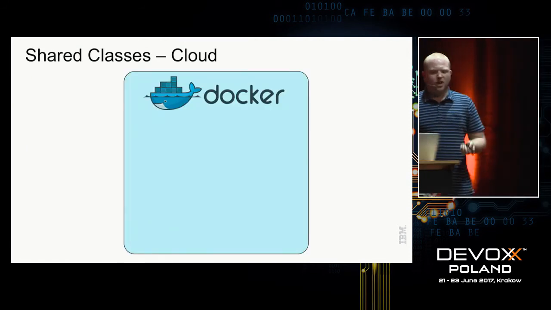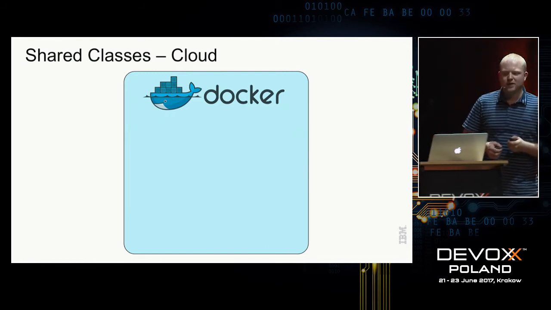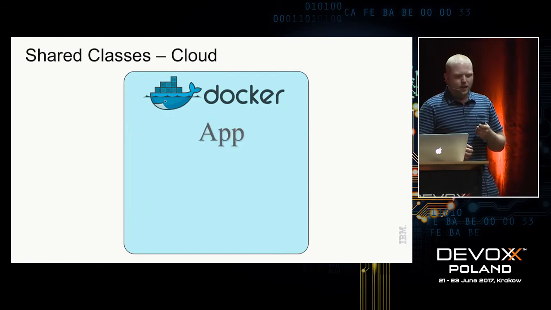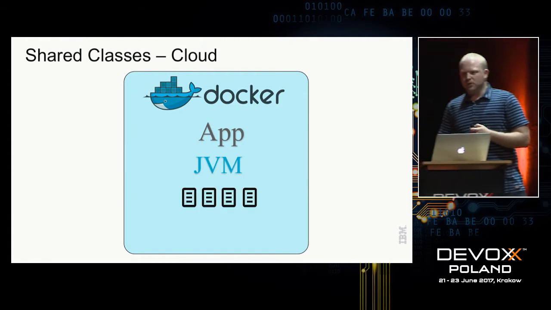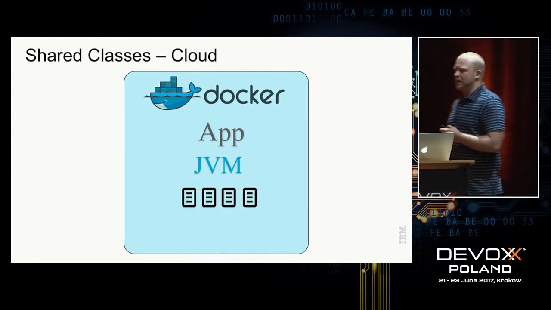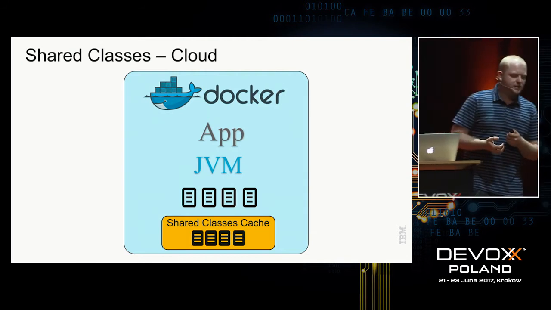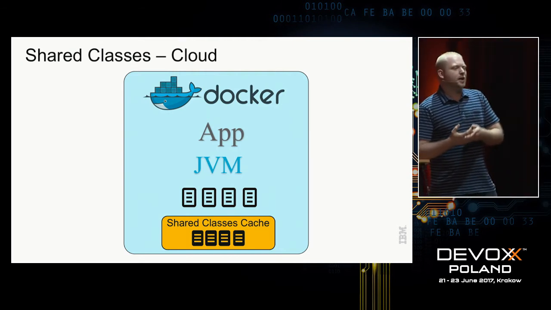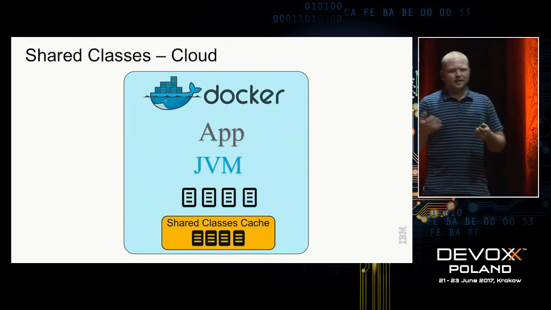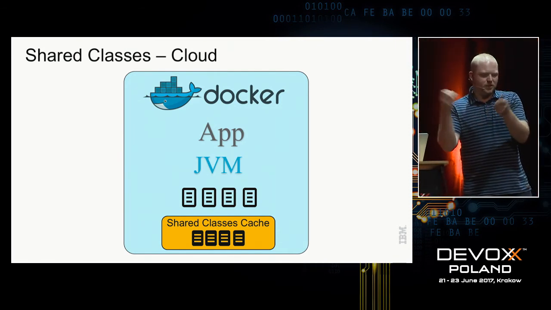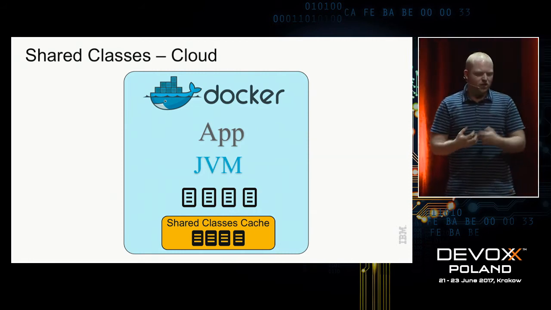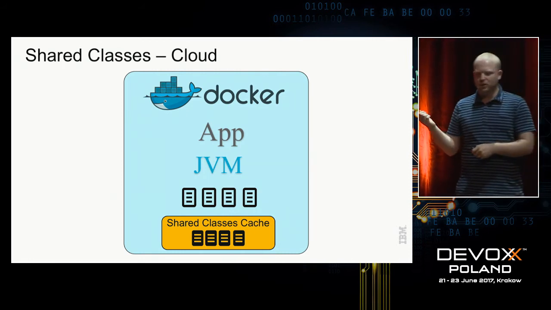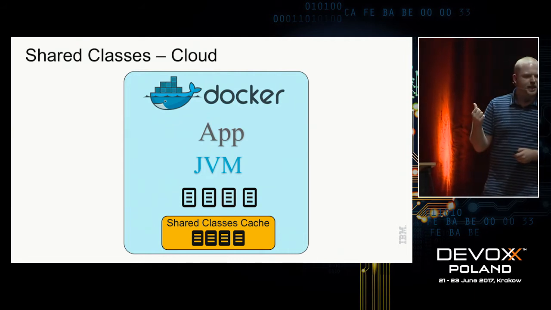Because imagine you have a Docker container, and in that Docker container you have your app, and the app runs on the JVM, which runs with a bunch of RAM classes, and those RAM classes are based on ROM classes from a shared classes cache. Now, why would you have a shared classes cache in a single instance JVM? You're just going to spin this container, start your JVM, and then shut it down and throw everything away. Why would it be in a shared classes cache?